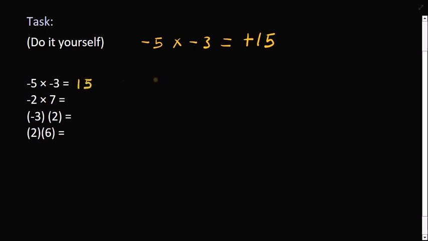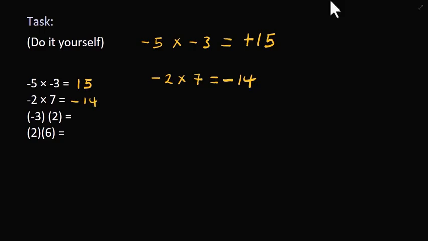The next says minus 2 times 7. Their signs are different because the sign of 2 is negative while the sign of 7 is positive. Because of that, we expect a negative answer and we need to write the minus sign. 2 times 7 is 14. So here we have minus 14.